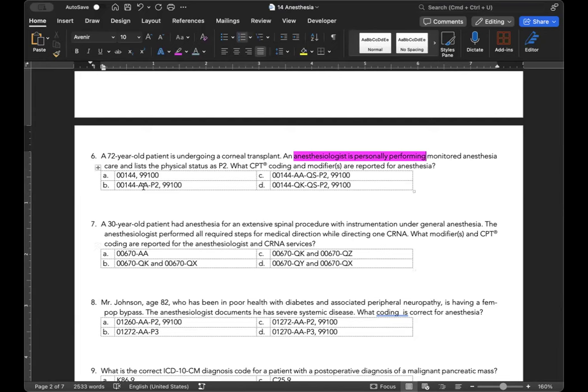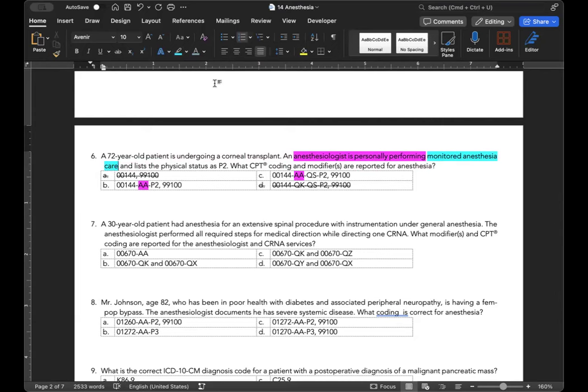So yes, Dawn, you're correct. The AA is going to be our modifier for the anesthesiologist personally performing the care. So we have automatically ruled out A and D. You also have monitored anesthesia care. So this is not general anesthesia. So what modifier should we use to indicate monitored anesthesia care?